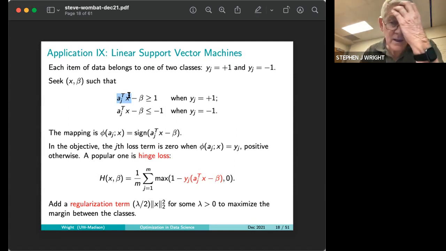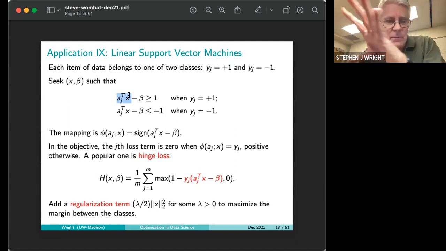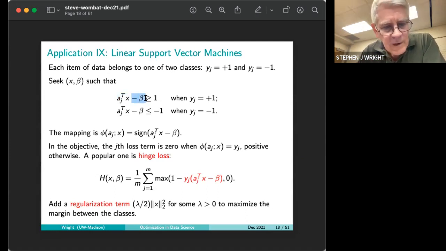So much like least squares, you define x to be the vector of coefficients that you use to form a linear combination of the a_j. And you also define beta to be some sort of shift that you apply to a_j transpose x. And you want to choose the x and the beta in such a way that when a_j transpose x minus beta is bigger than 1, that predicts the label is +1. And when it's less than -1, that predicts that the label is -1. So in other words, this function phi parameterized by x is basically just the sign of a_j transpose x minus beta. I guess beta is also a parameter here. I should have put beta as an additional parameter here.